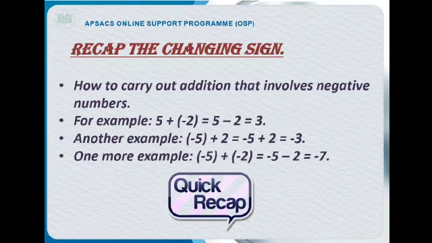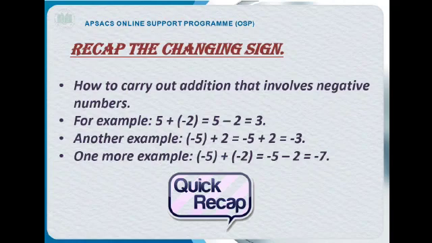Okay, this is a slight recap of changing signs: how to carry out addition that involves negative numbers. For example, 5 plus minus 2. So this plus and minus have to be multiplied. So plus minus is equal to minus. So 5 minus 2 is equal to 3.